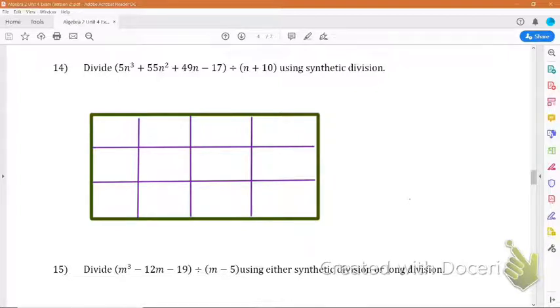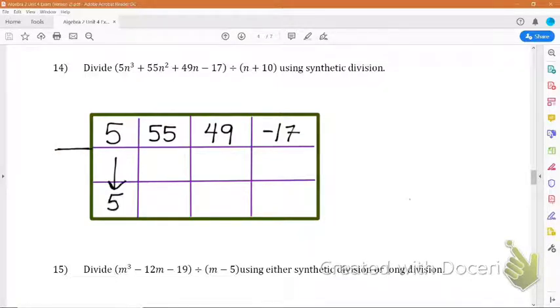All right, so for synthetic division, you need all of your coefficients across the top. That first number, it's 5 into the third. The 5 gets brought down. Since it's into the third, I have to go down in descending order. How many n squareds do I have? 55. How many n's do I have? 49. And then my constant comes last, negative 17. You gotta make your arrow straight down. Drop your 5.